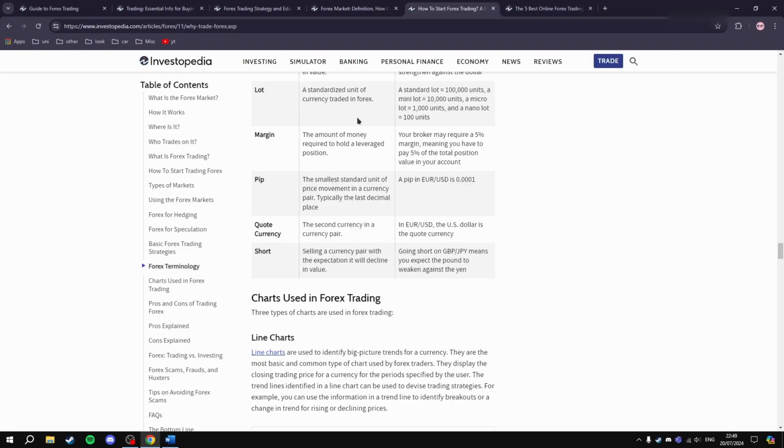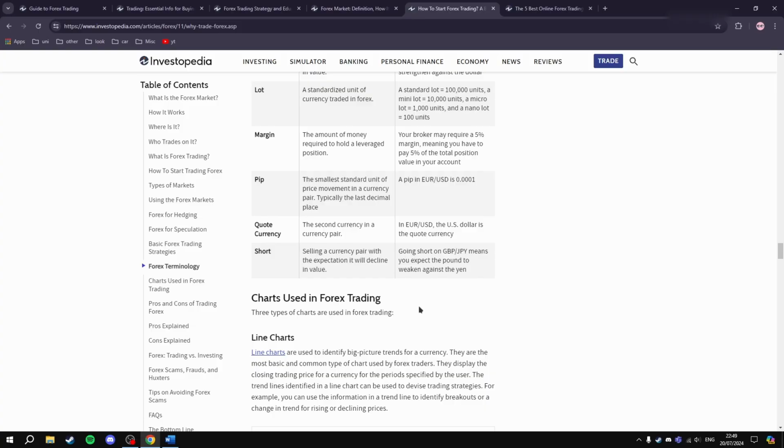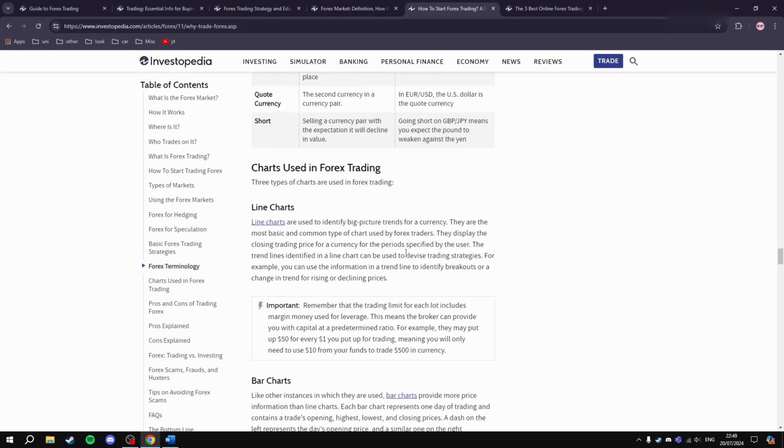Pip: the smallest standard unit of price movement in a currency pair, typically the last decimal place. A pip in Euro USD is 0.0001. Quote currency: the second currency in a currency pair. In Euro USD, the US dollar is the quote currency. Short: selling a currency pair with the expectation it will decline in value. Going short on GBP JPY means you expect the pound to weaken against the yen.